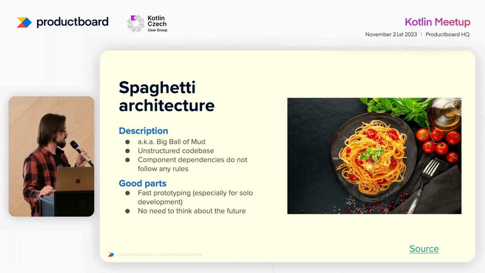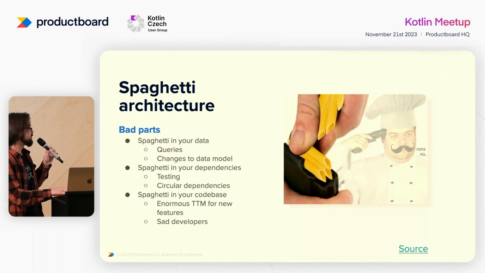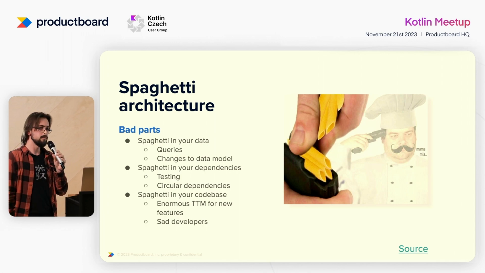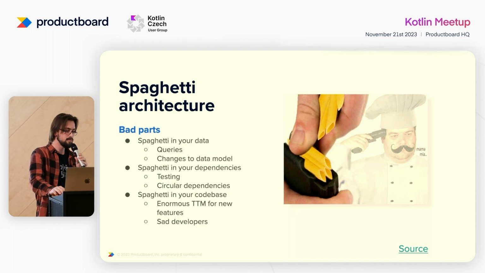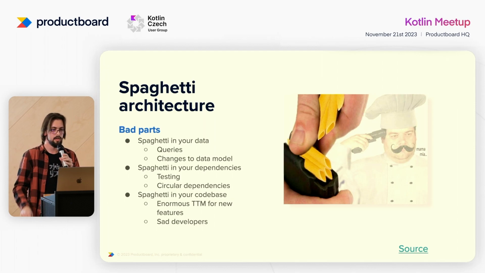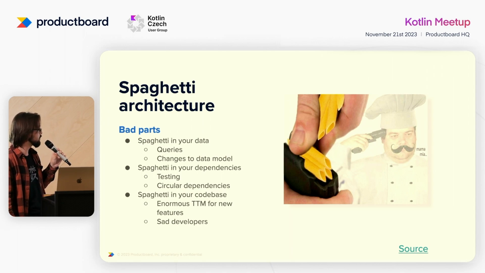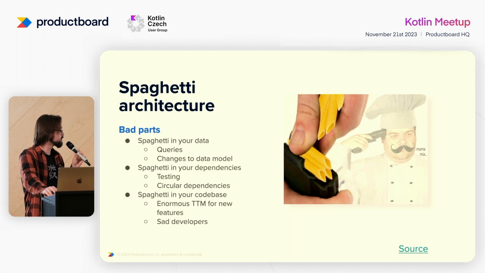But if you leave it at this and do not introduce any kind of structure, what will you end up with? Bad parts. Spaghetti in your data will make queries very weird and impossible to make readable, and changes to the data model will be a hell of a thing to introduce. And spaghetti in your dependencies, in the same code base again, will make testing very inefficient, and circular dependencies you will encounter almost every day. So in general, spaghetti in your code base will lead to an enormous time to market for new features over time and very, very sad developers.